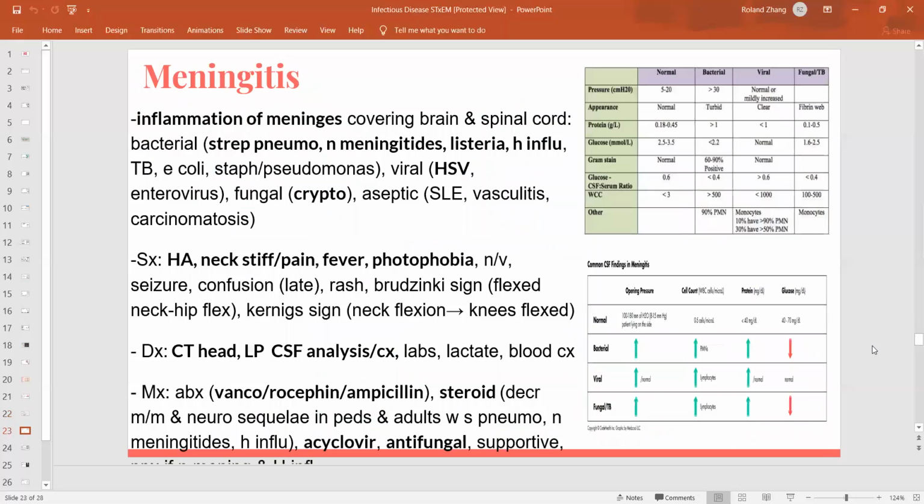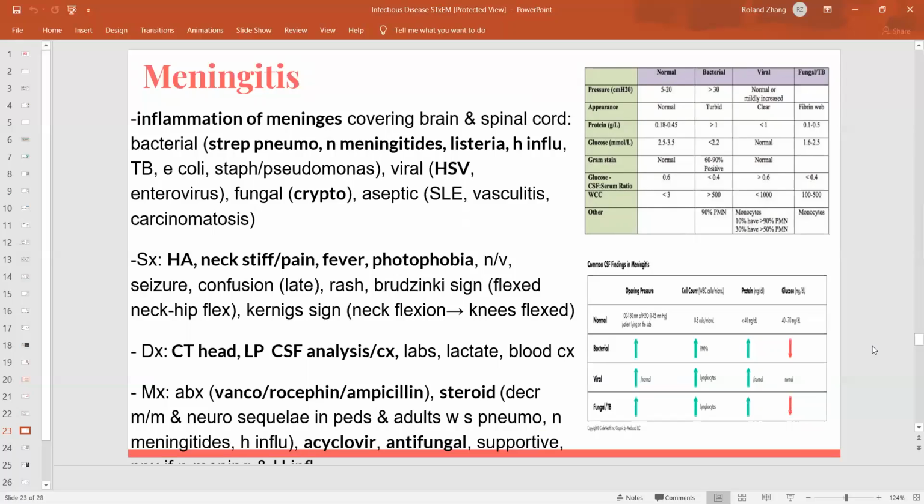Next slide. So, meningitis. Meningitis is inflammation of the meninges covering the brain and the spinal cord. Often it's bacterial, but you can get viral as well. Before, strep pneumo, Neisseria, and Listeria are kind of common. Not so much H influenza, but now because of the vaccination issue with the people who don't believe in vaccination, H influenza has been on the rise again. Viral, the most common I would say, is herpes, and fungal is crypto.